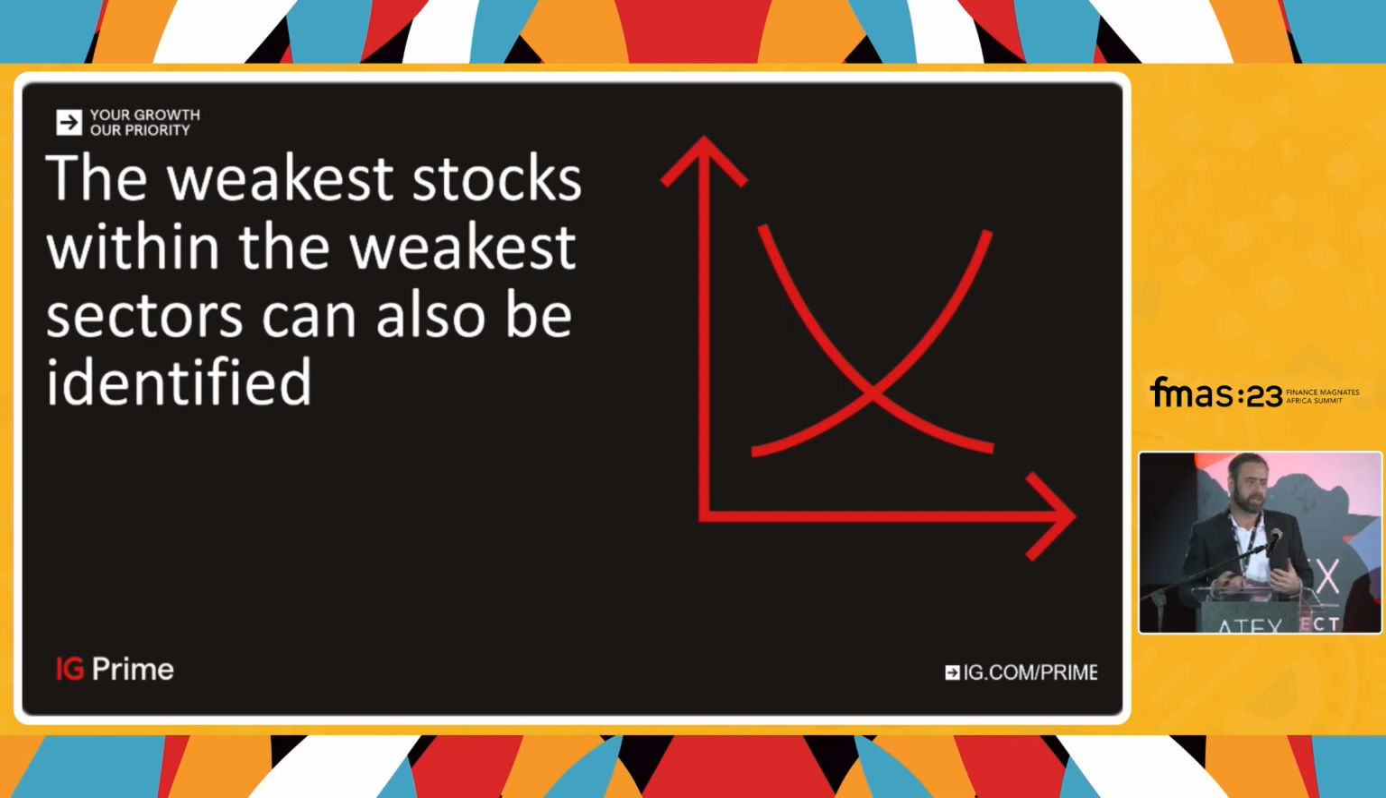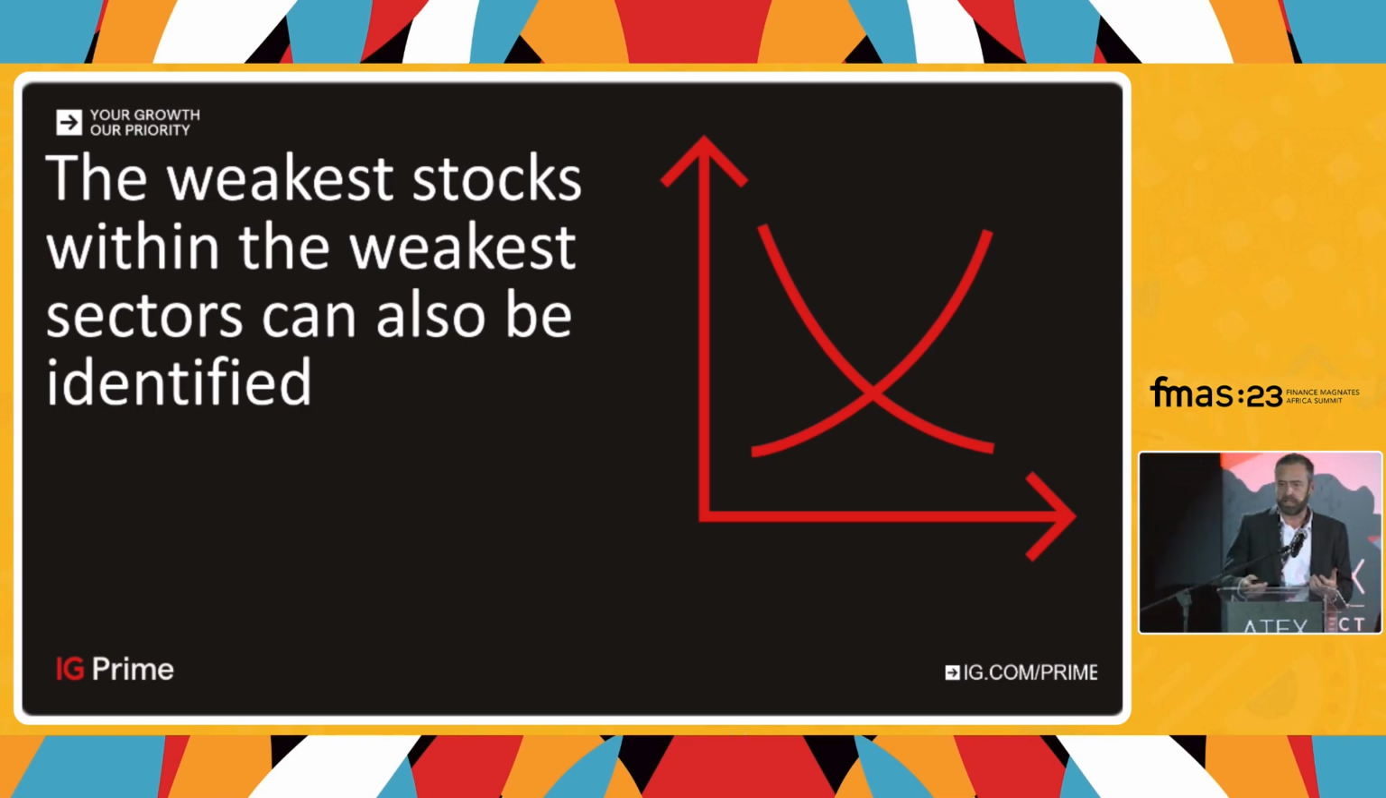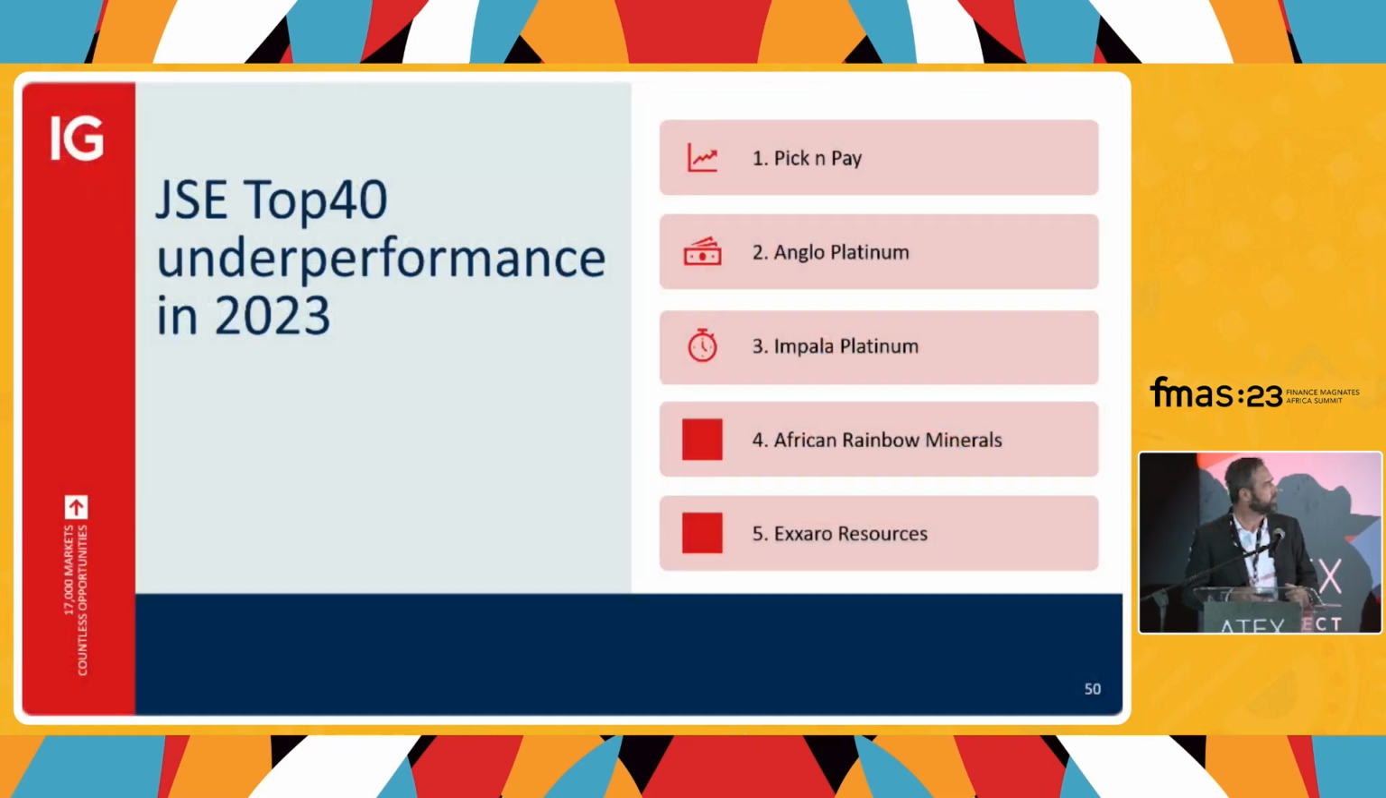But we can also use that to identify what's the weakest. Those of you that are familiar with shorting the market, or taking trades with a view that you expect the market to fall, here are some key downtrends, some of the weaker performers on our local market. Pick n Pay at the top, followed by our miners: Anglo Platinum, Impala Platinum, African Rainbow Minerals, and then Exxaro.